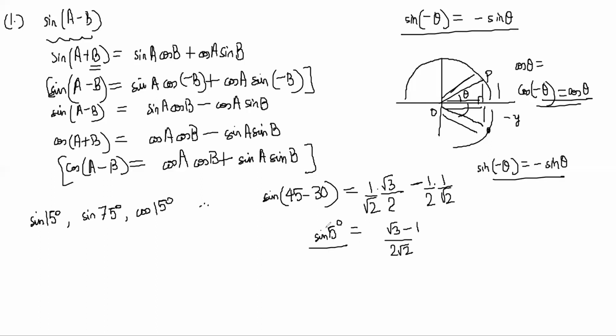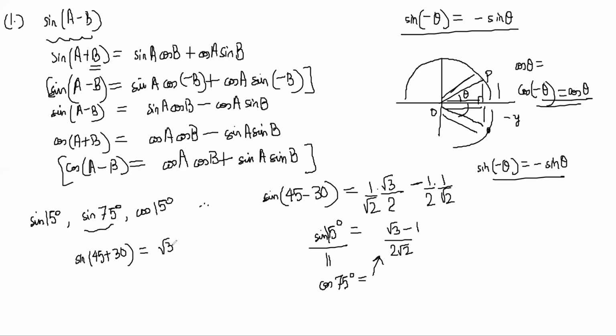Once you know sine of 15 degree, you immediately know cos of 75 degree, because it's a complementary angle. Sine of 90 minus theta is cos theta, right? So cos 75 degree is also equal to this. You can also find sine 75 by doing sine of 45 plus 30 now.